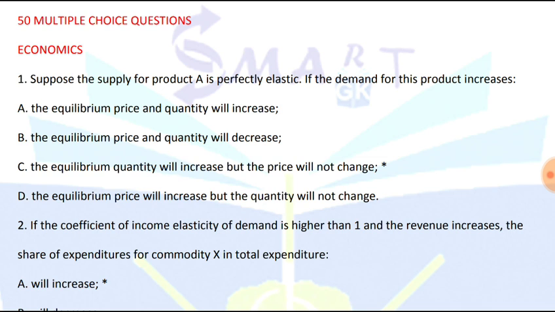The first question of the MCQs is: Suppose the supply for product A is perfectly elastic. If the demand for this product increases, then what? Then the equilibrium quantity will increase but the price will not change.